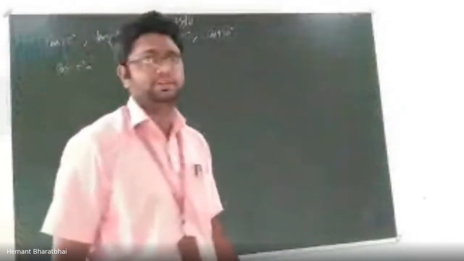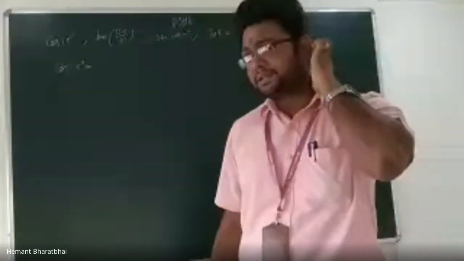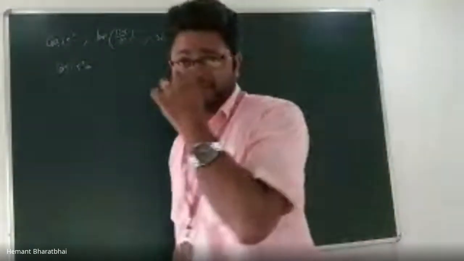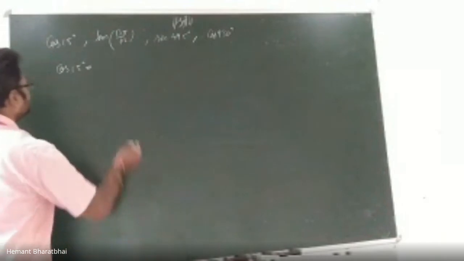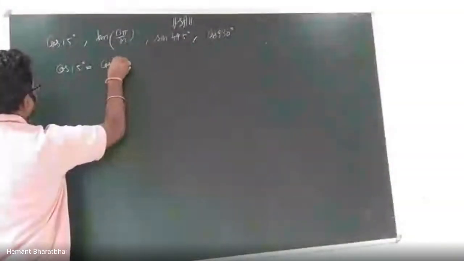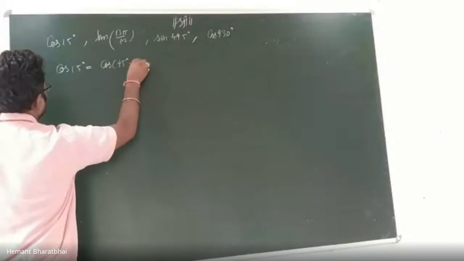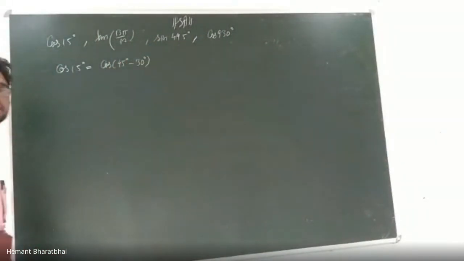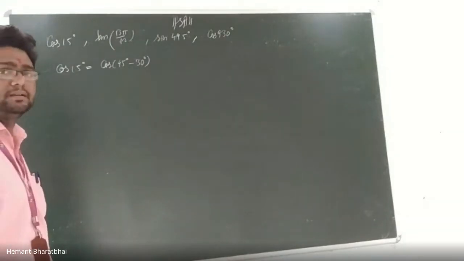So the standard table that we have is for 0 degree, 30 degree, 45 degree, then 60 degree and 90 degree. All the other values can be found by using this only, so there is no need to buy any other values. So this 15 degree can be written as cos of 45 degree minus 30 degree, right? 45 minus 30 is nothing but 15. So instead of 15 I wrote 45 minus 30.